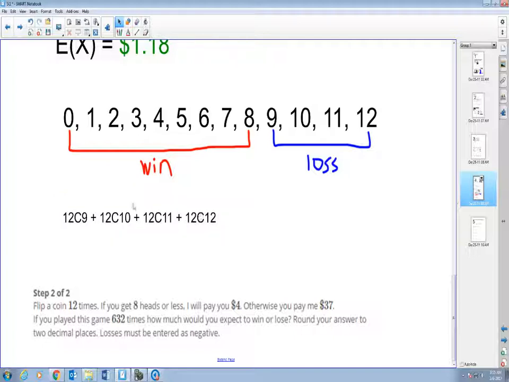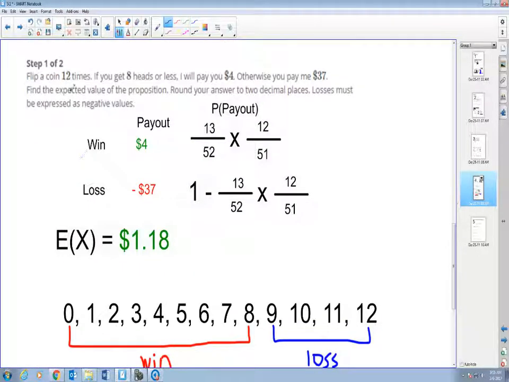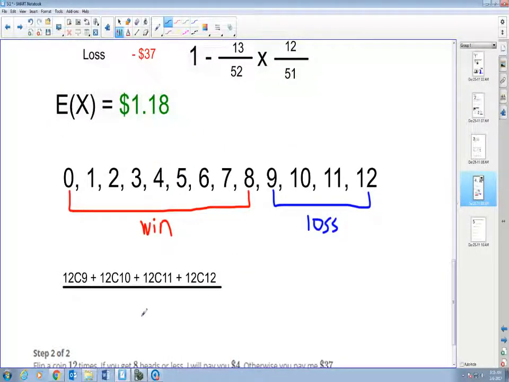So all that is your ways of losing, divided by the total possible outcomes. The total possible outcomes: toss a coin 12 times. Every toss has 2 outcomes, one followed by the other for 12 times. So that will be 2 to the 12. So this is going to give me the probability of losing.